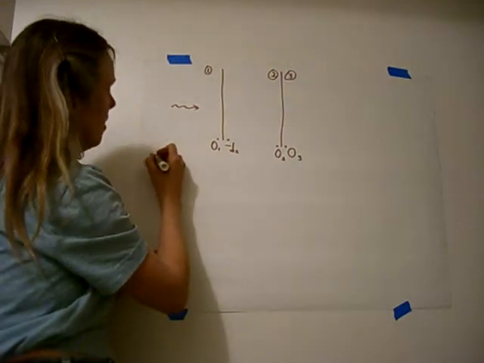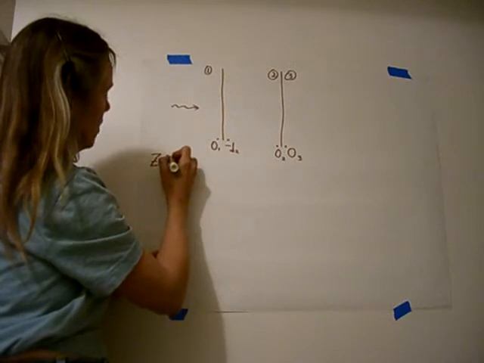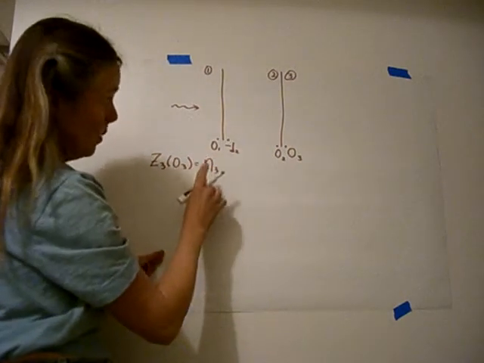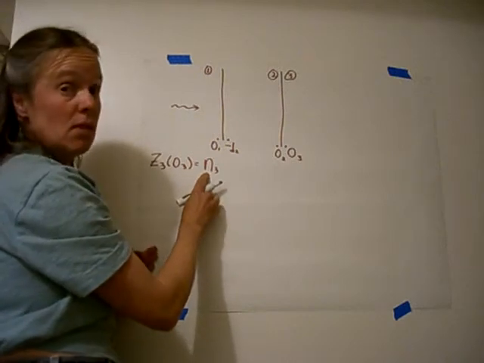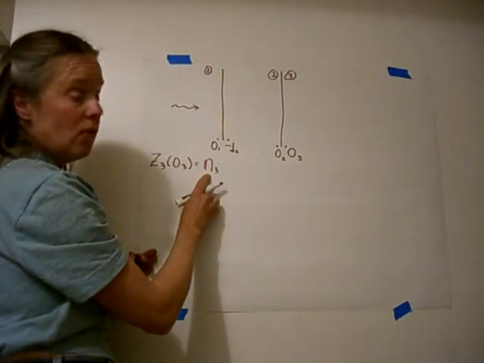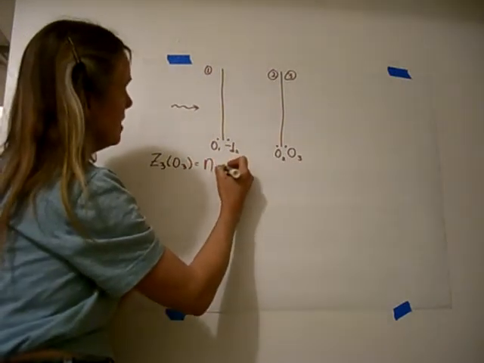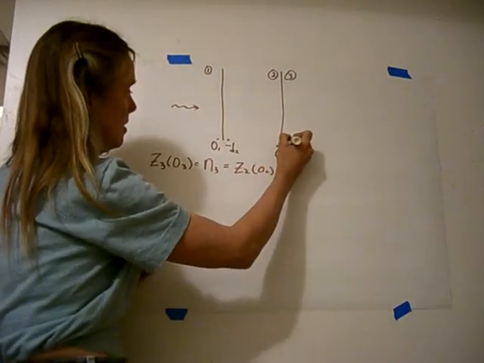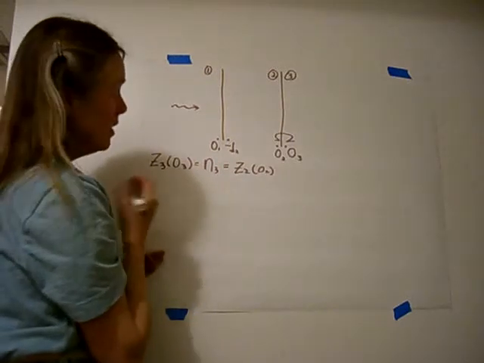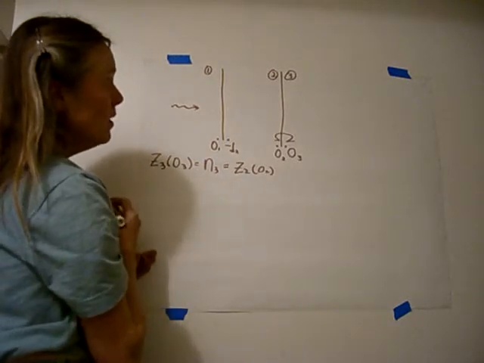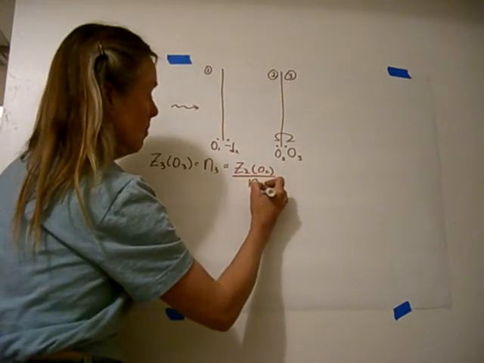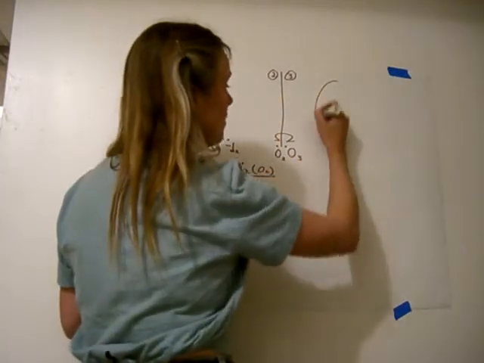We start with exactly the same thing we did before. Z3 at O3 is equal to eta 3, but there's one difference. Eta 3 used to be strictly real. Now eta 3 is complex. And this is equal to Z2 at O2. That's because ohms cross the boundary just like they did before. Then we do again exactly the same thing where we normalize by eta 2 and we plot it on the Smith chart.